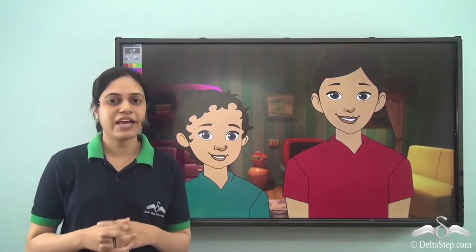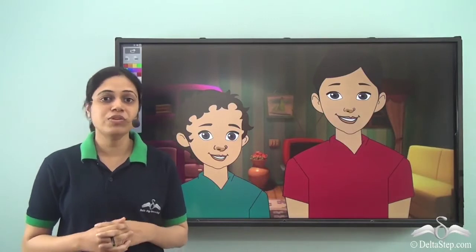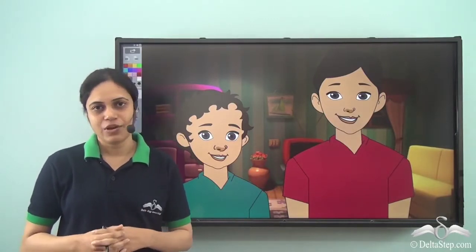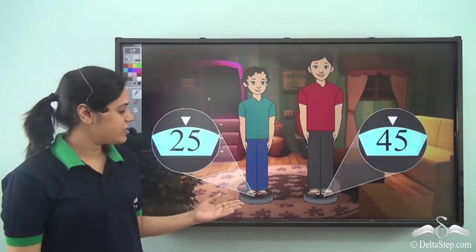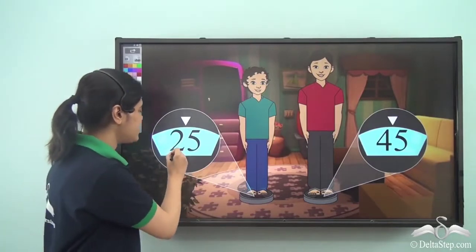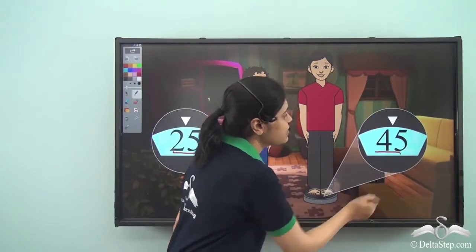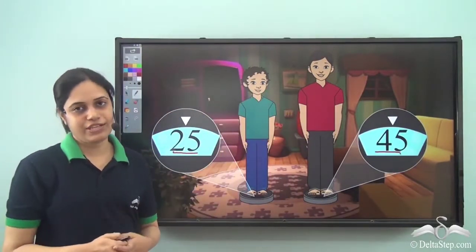Rohan and his elder brother had a bet. They wanted to find out who is the stronger between them, who weighs more. So both of them stepped on the weighing machines. Rohan's weight was 25 kgs, whereas his elder brother's weight was 45 kgs.